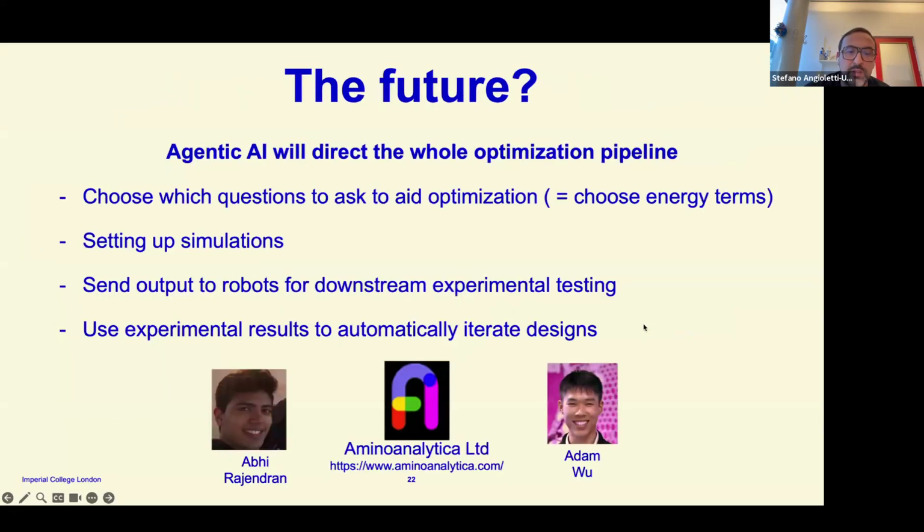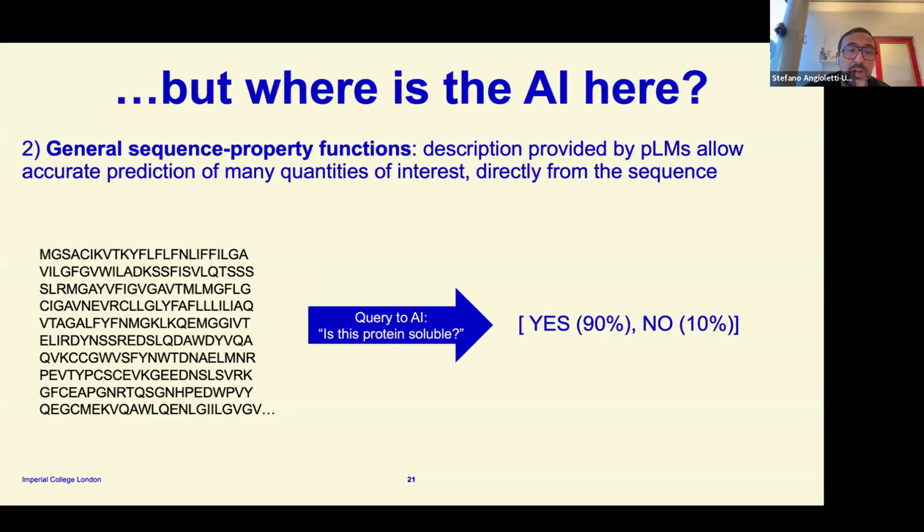Directed evolution. So this is the way we use AI, as I said, to evaluate different energy terms.